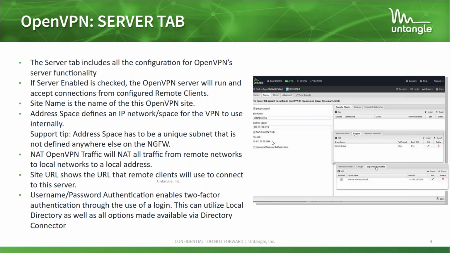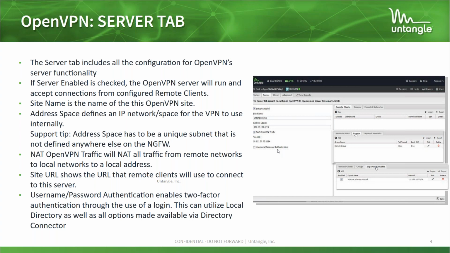The site URL shows the URL that remote clients will be using to connect to this server. This can be changed under Config, Network, Hostname, and you can change that to a different public IP address. If you're using a dynamic external IP, you can set up a host name. So if you're using dynamic DNS, you can specify that URL as your site URL in OpenVPN to make sure that it's always working.